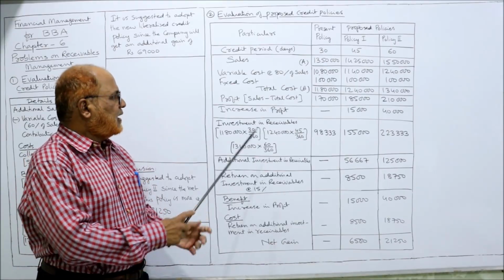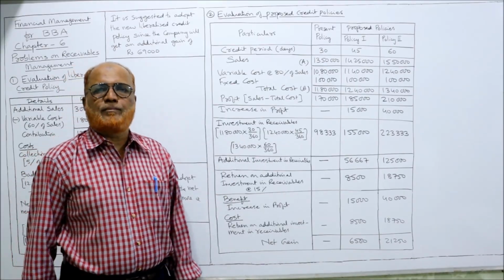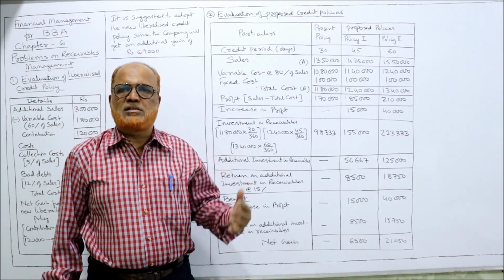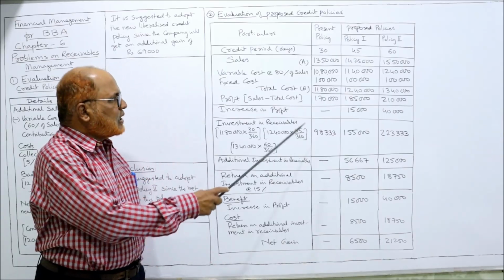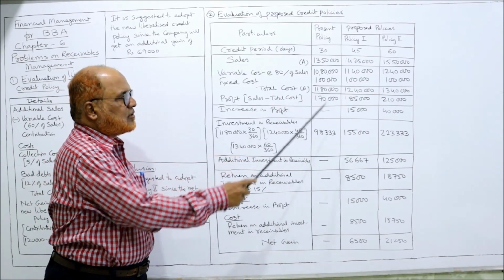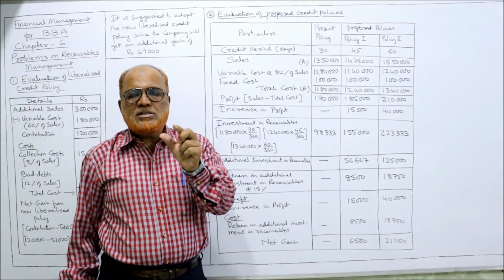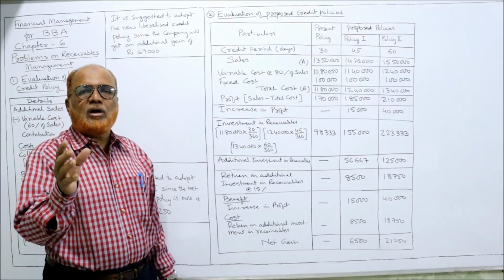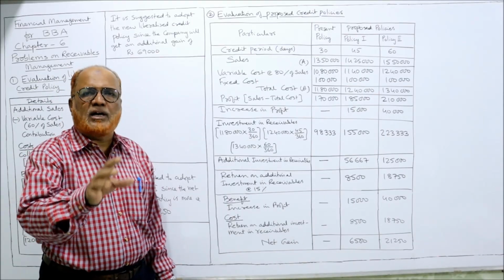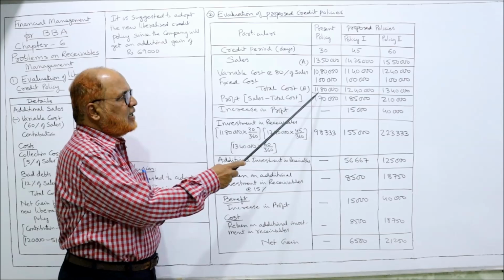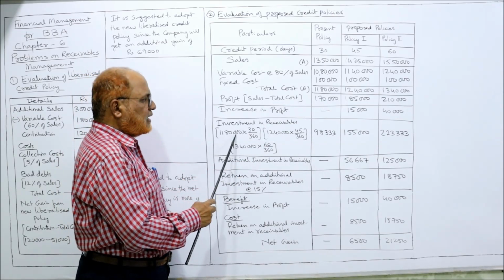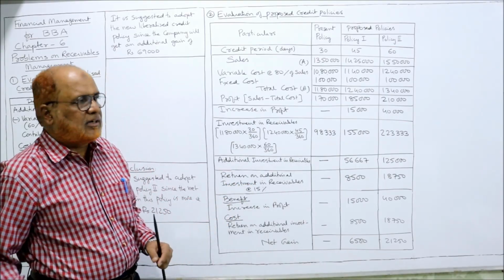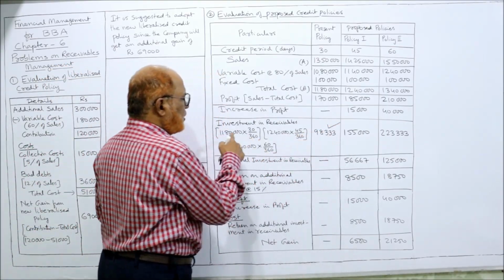Now secondly, investment in receivables. We have to find out what is the return on investment in receivables. See, the total cost we are incurring is 11,80,000 for 1 year. But how much is the credit period we are allowing? 30 days. We want the total cost for 30 days. It is given here for 1 year. So 11,80,000 into 30 by 360. You will get 98,333. How?